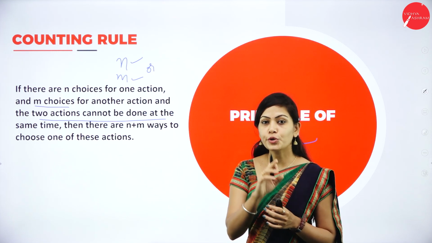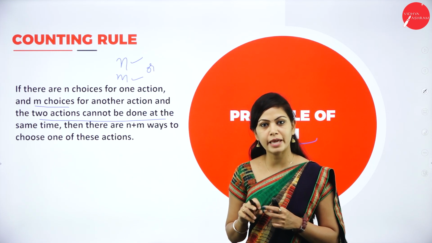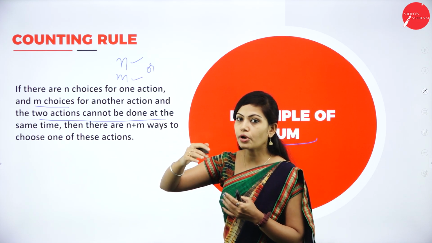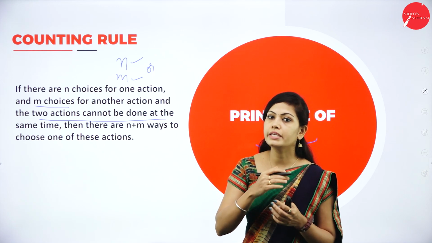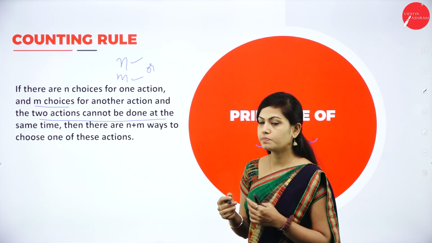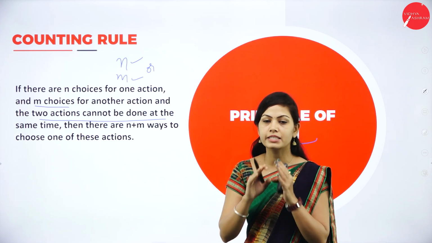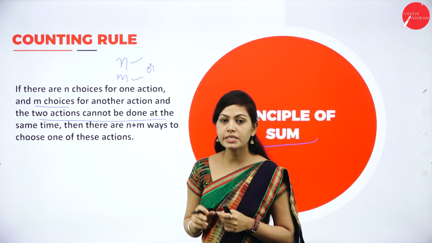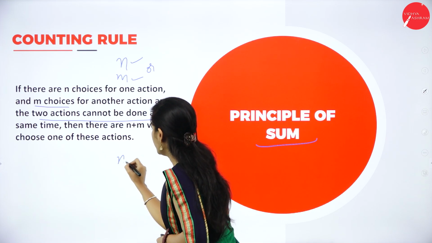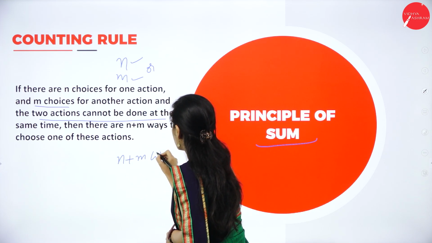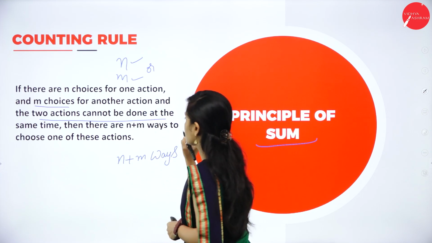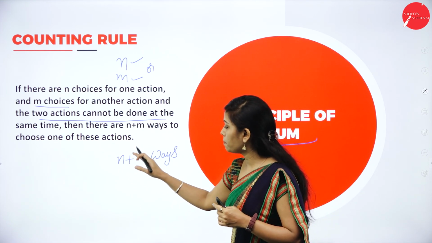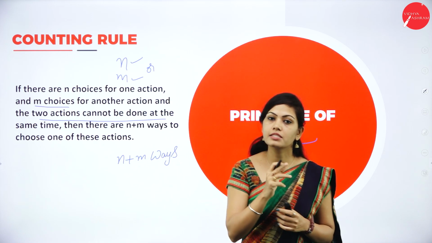In sum rule, 2 actions cannot be done at the same time. So, n choices or we have to select m choices of outcomes. So, 2 actions cannot be done at the same time in sum rule. So, we can represent the sum rule as n plus m ways. So, to choose the actions we can select in n plus m ways in sum rule.